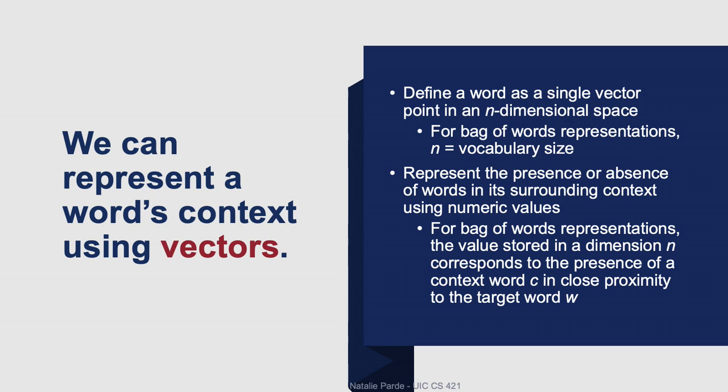So we can represent these contexts using vectors. In vector semantics, we define each word as a single vector point in an n-dimensional semantic space. So for a bag of words representation, n would correspond to vocabulary size. The different dimensions in each word's vector representation correspond to different aspects of its meaning. In a bag of words representation, for example, the value stored in a given dimension would correspond to the presence of a context word C in close proximity, so in whatever context window we defined, to our target word W.